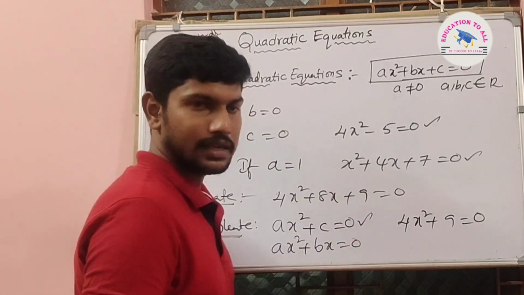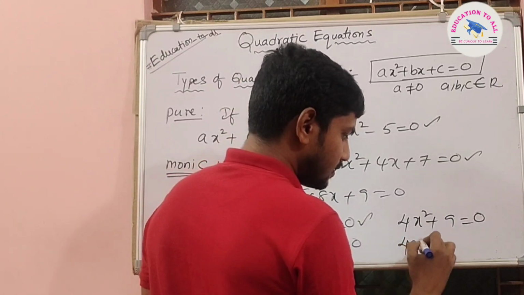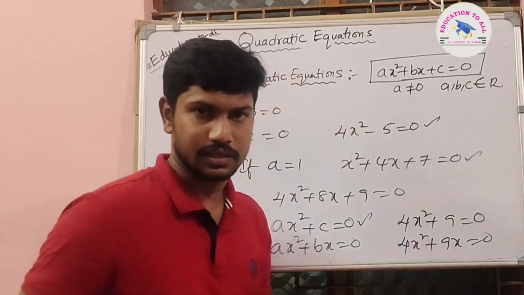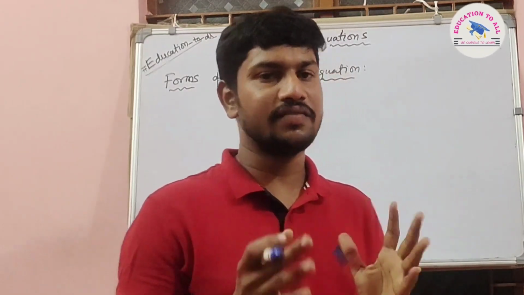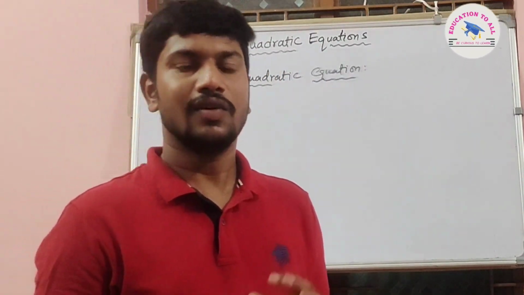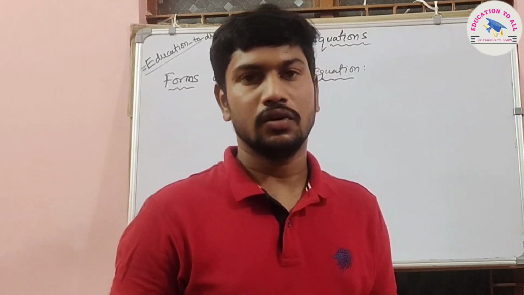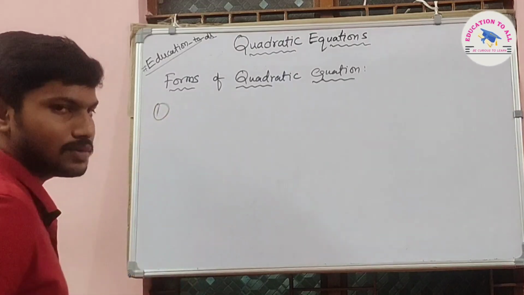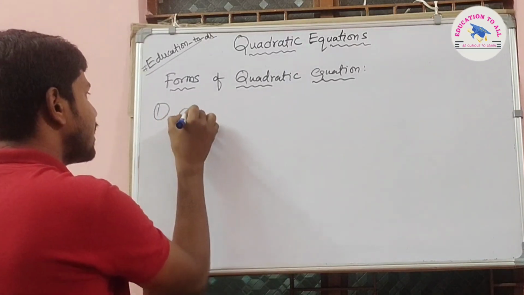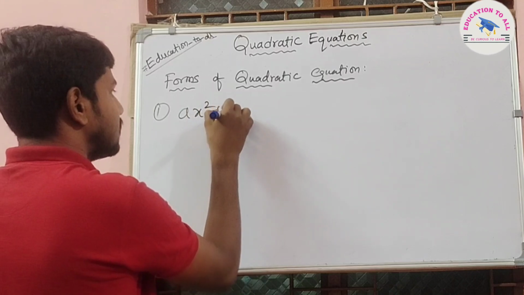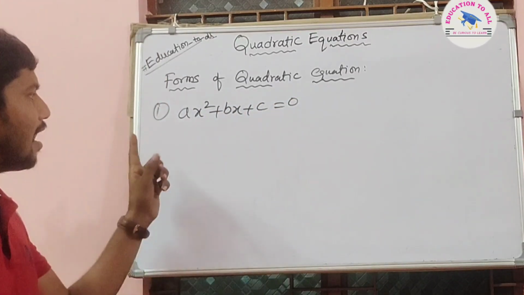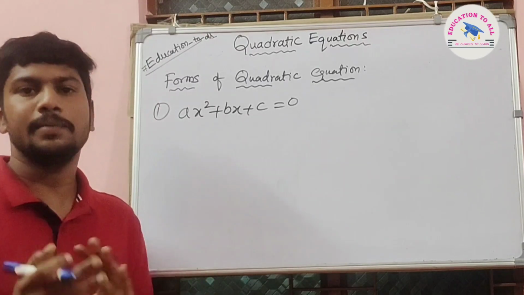Here the x term is missing, and another example, 4x square plus 9x is equal to 0. Here the constant is missing. Let's look into some different forms of quadratic equation. What are the possible ways? For the quadratic equations, the first one, all terms are positive: ax square plus bx plus c equal to 0. Here you identify all the terms have only a positive symbol.